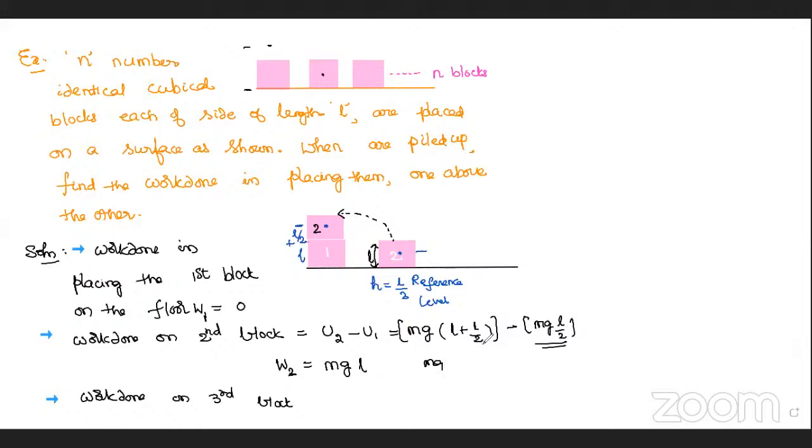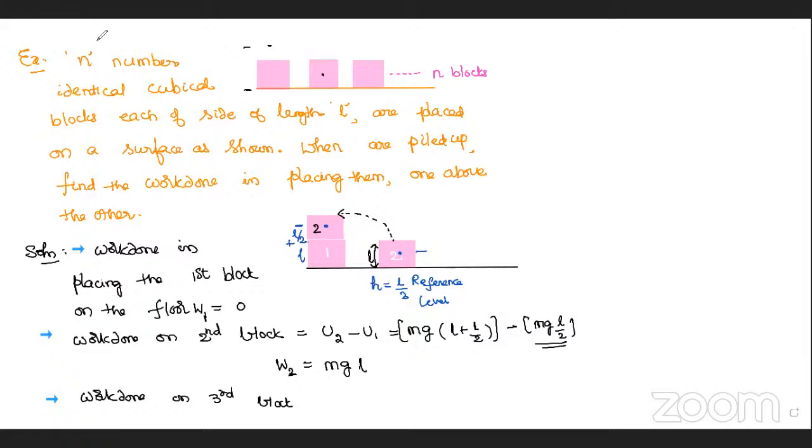That only I wrote here. mg into L plus L by 2. This is 3L by 2 minus mgL by 2. Subtract, you will get 2mgL by 2 after subtracting, which is mgL. What is wrong in it? Understood? Few students already wrote their work done on the third block also.